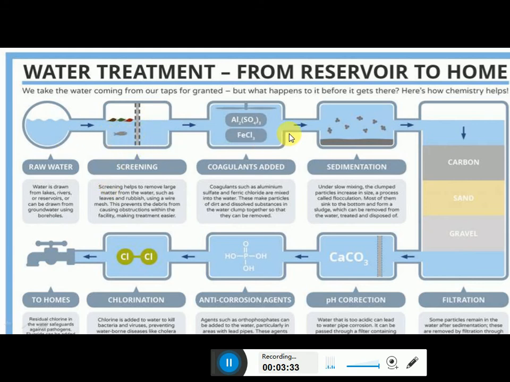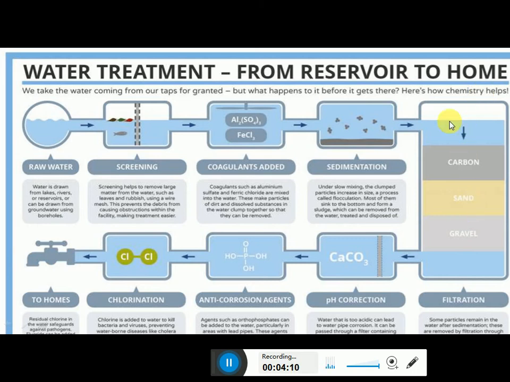Then we have a process called coagulation. Coagulants are chemicals, such as aluminum chloride, ferrous aluminum sulfate and ferric chloride, commonly known as alum, that are added to remove the colloidal impurities from the water. Next we have a process called sedimentation. Here the settleable particles are removed by allowing the water to stand in the tanks for some amount of time, which is called detention time.